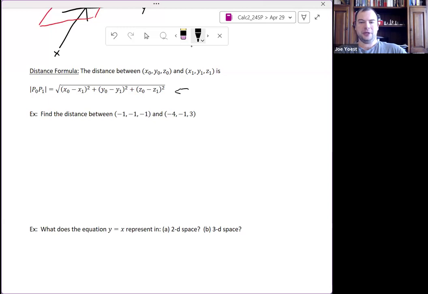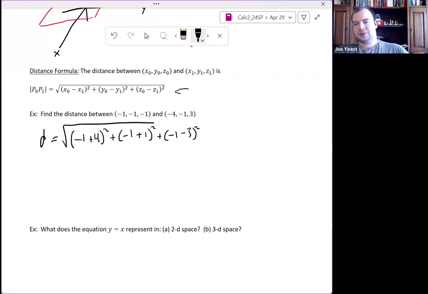What's the distance between these 2 points in 3D space? If I was going to draw a straight line going through 3 dimensions, the distance is just the square root of, it doesn't much matter what I pick to be point 0 or point 1, as long as I'm careful with my negative signs. So -1 minus a -4 is +4 squared. -1 minus a -1 is +1 squared. And -1 minus 3 squared, all under the radical. -1 plus 4 is +3 squared is 9.